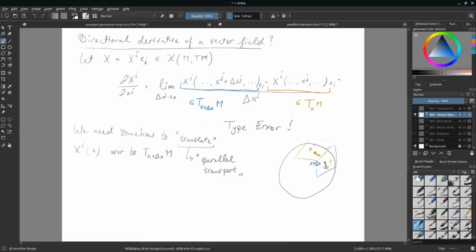And here we have a problem because these two objects do not belong to the same space. They're both vectors, but they're not vectors at the same point, so they're vectors from two different vector spaces. And so if we try to do this, we have a type error. So we need somehow to be able to translate this vector all the way to the tangent space at x plus dx. We'll call this way of translating, both in the linguistic sense and in the geometric sense of moving around, parallel transport, and we'll see the precise definition later.